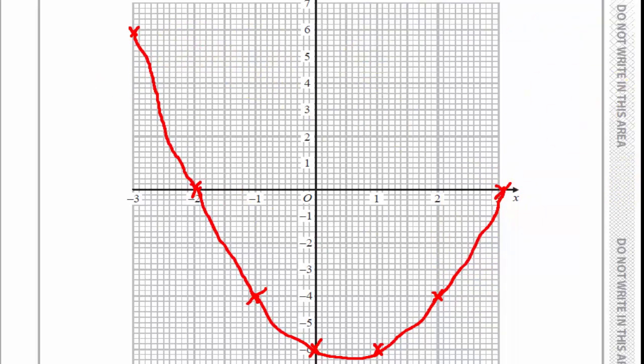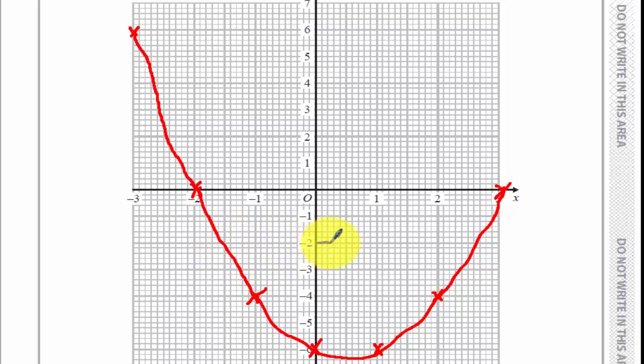Now part C says use this graph to solve the equation x squared minus x minus 6, which is this graph, equals minus 2. And what that means is when does the y value equal minus 2? So here's minus 2 on the y value. And the question says when does x squared minus x minus 6, so when do the x values, squared then taken from itself, and then minus 6, when does it equal minus 2?